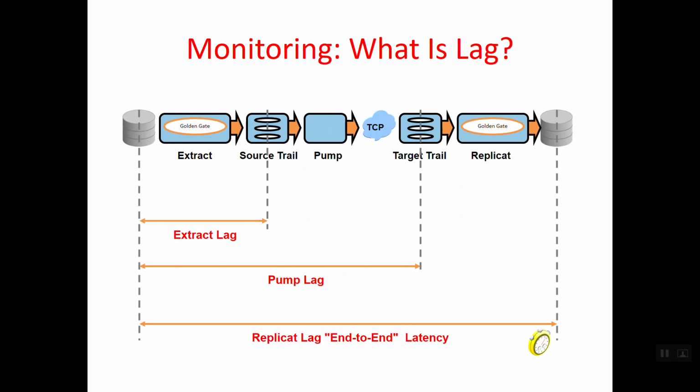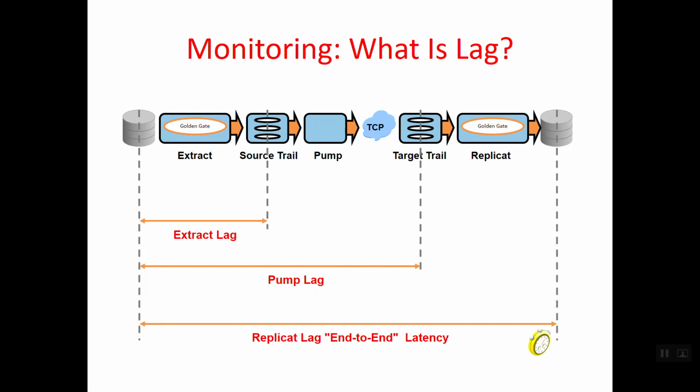Similarly, for the pump, the lag is an additional lag. That means if the extract lag is 5 minutes, it starts from that time. So the time between the transaction being committed in the source system and the transaction being written in the target trail file would be the pump lag. Similarly, on the replicate side, the difference between the transaction committed on the target system and the transaction committed on the source system is known as the replicate lag. So the replicate lag is actually the total lag time for Golden Gate.